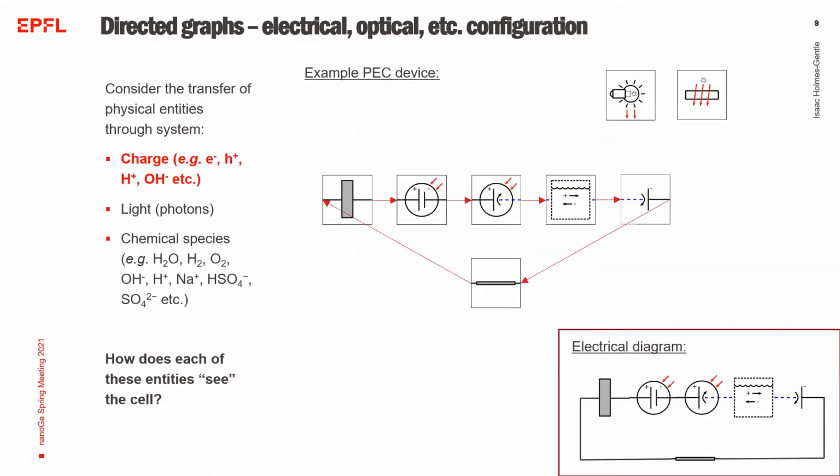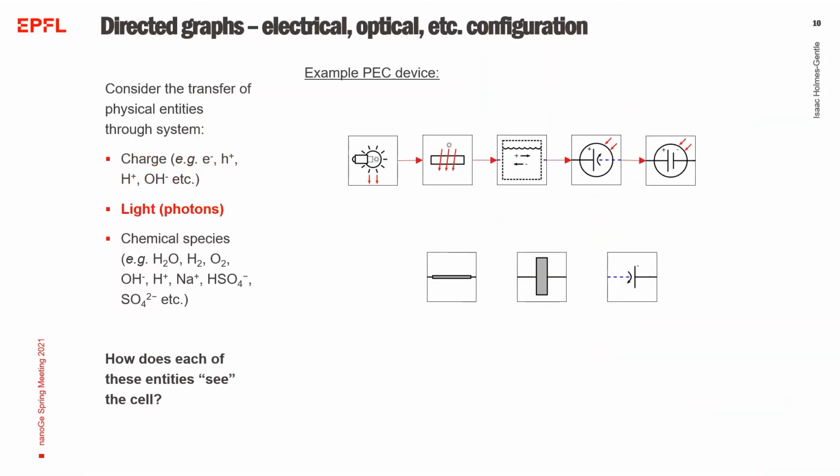So firstly, the charge passes through the system and the subcomponents as follows, and you can make the nice electrical diagram on the bottom right there. The light is connected as follows, where the light passes through the optical window, through the electrolyte, onto the semiconductor-electrolyte junction and onto the photojunction.